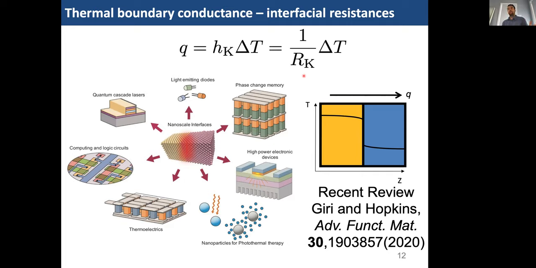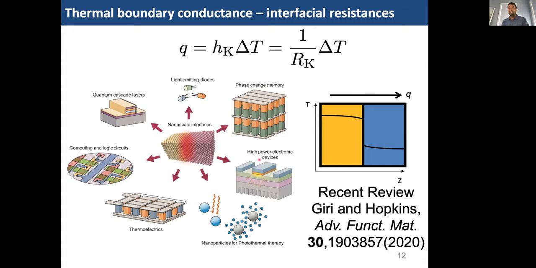Now, we know that the thermal boundary resistance plays a role in a wide array of technologies. Just to name a few shown here: laser technologies, light emitting diodes, memory devices, high power electronic devices, computing and logic devices, nanoparticles for biology and photothermal therapy, energy recovery devices. Pretty much this thermal boundary resistance will be a dominant thermal resistance in materials where the characteristic length scale is on the order of the electron or phonon mean-free path. Remember, the 1 to 10 microns and below. Once you hit the 1 to 10 microns and below, you can start to see thermal boundary resistance effects.